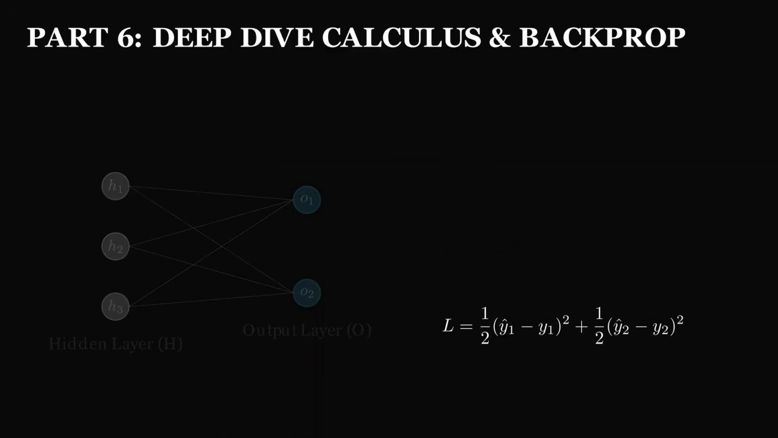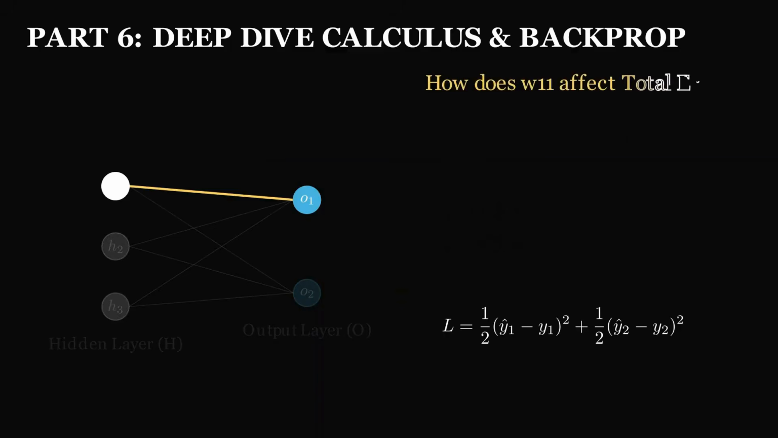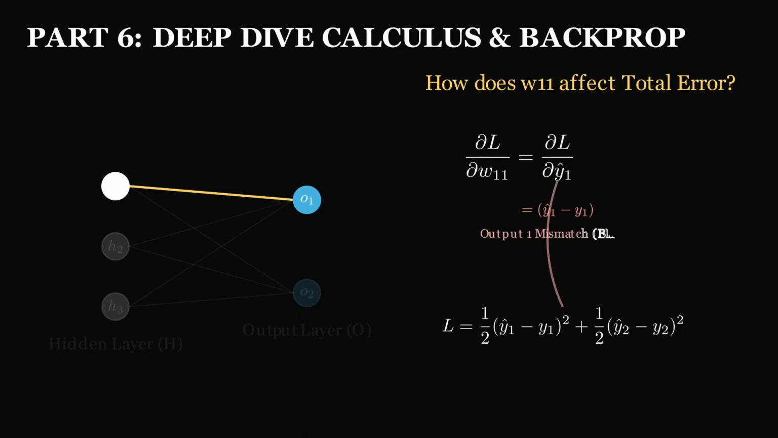Now let's perform backpropagation. Let's take this specific weight, W11. How do we know how much this weight contributes to the total error? We use the chain rule. We trace the error path backward. Note the rationale. First, how far off our prediction is.